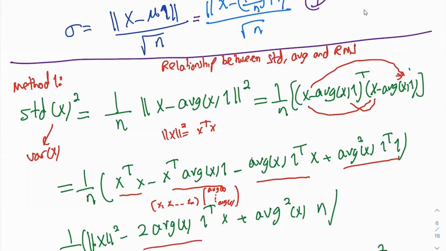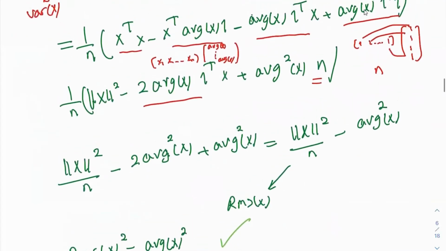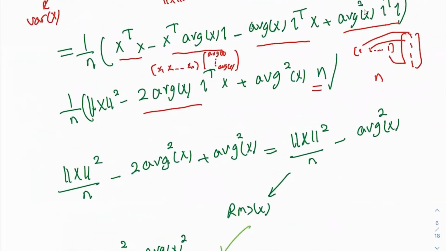That's why I have -2 here. But now, what is 1 transpose 1? 1 transpose 1 is this, and this is this. It is equal to 1 times 1 plus 1 times 1 plus 1, all the way to 1 times 1. Is equal to n. Right? Good. And that's why I have this n here. Great. Now let's divide them by the n that I have here. I get norm of x squared divided by n.